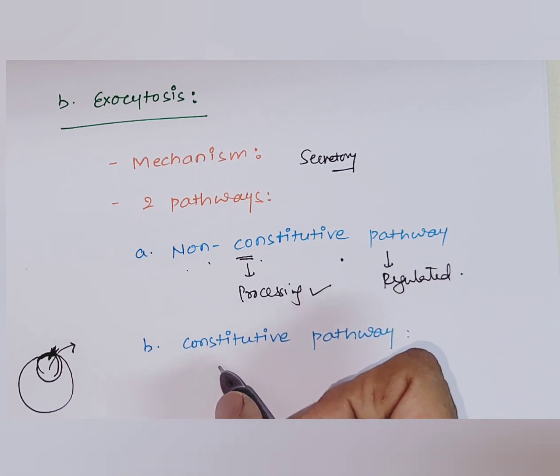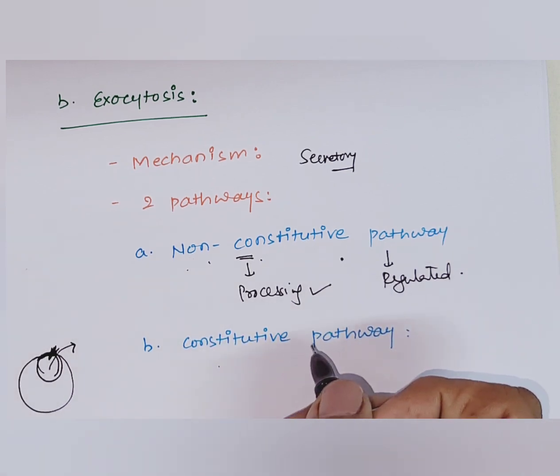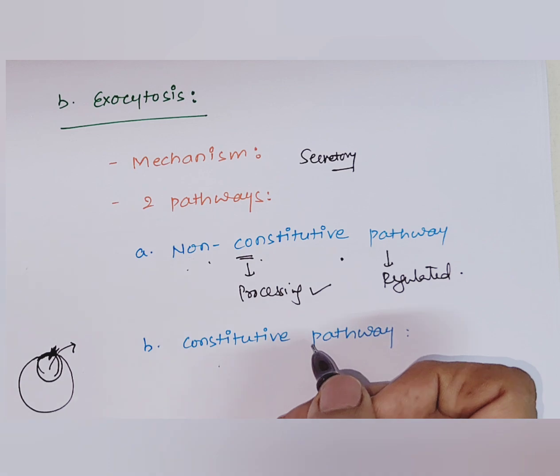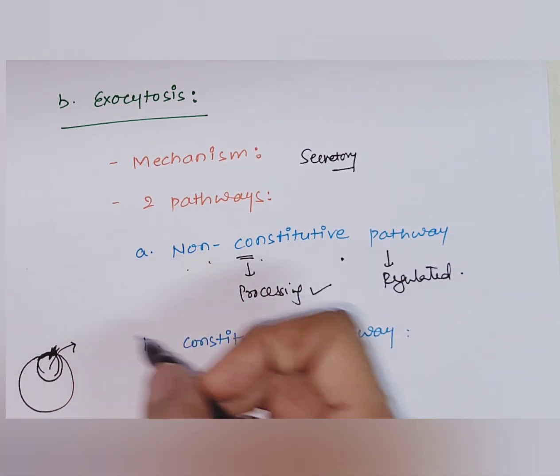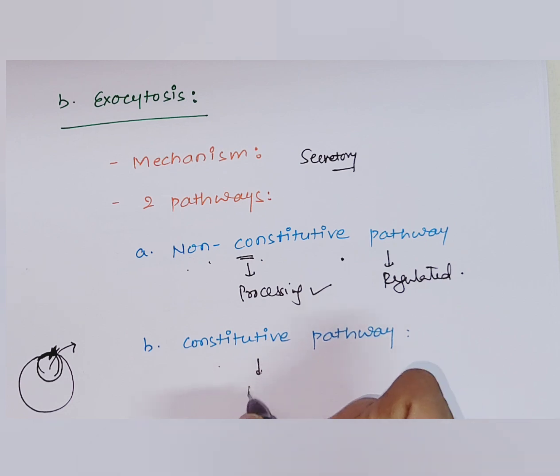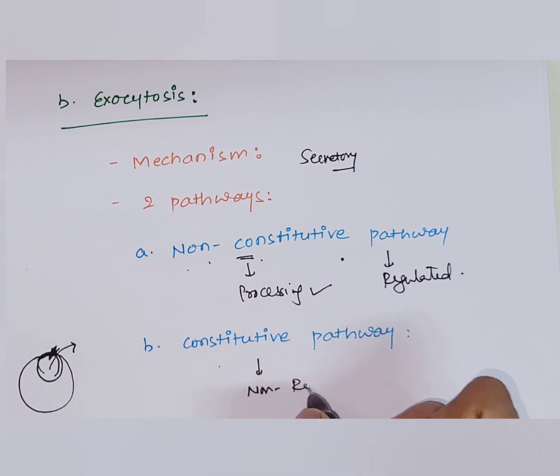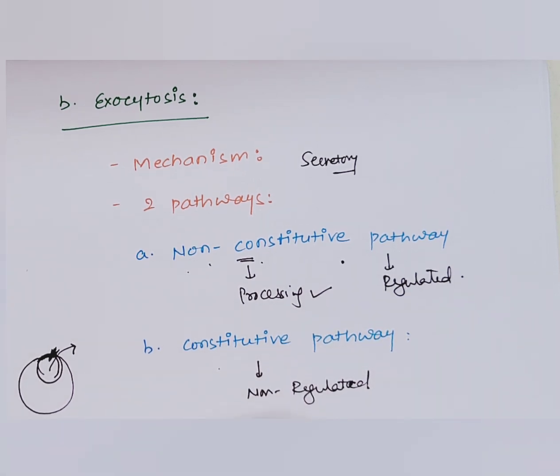The other is the constitutive pathway. In the constitutive pathway, there is no processing. Here the proteins are transported directly from the vesicle to the exterior. So this pathway is known as non-regulated. This may be asked as an MCQ, regulated and non-regulated pathway. Regulated is non-constitutive, non-regulated is constitutive.